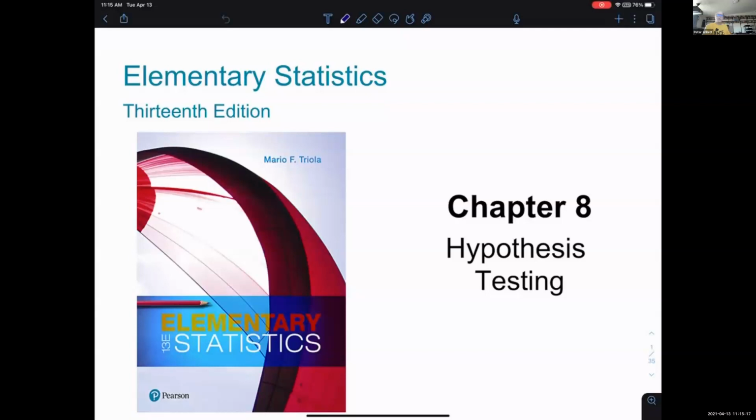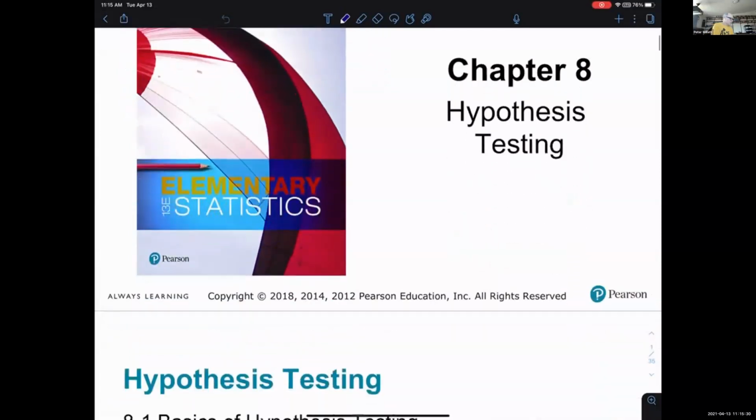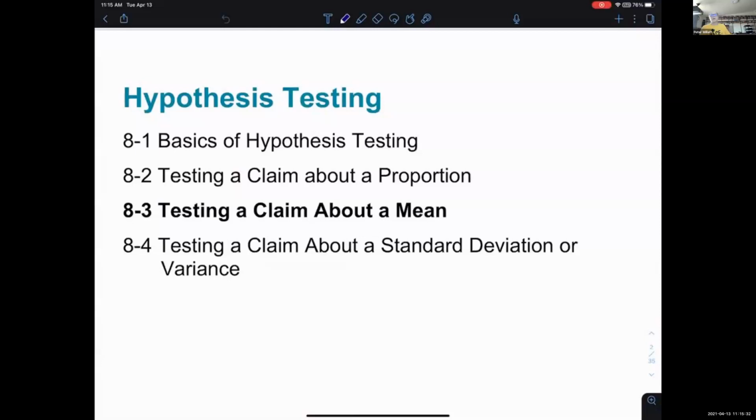Okay, so we are about halfway through chapter 8, and we want to introduce 8.3. So chapter 8 was all about, and is all about, hypothesis testing. And we spent quite a chunk of time looking at 8.1 and introducing the basics of hypothesis testing. And then we also looked at testing a claim specifically about a population proportion using a hypothesis test in 8.2. And then what we're going to do today is move on to look at testing a claim about a mean of a population.